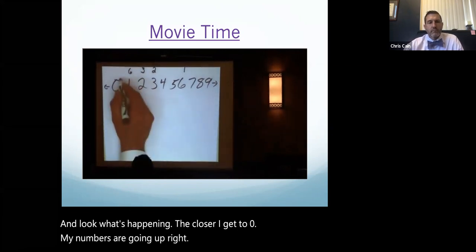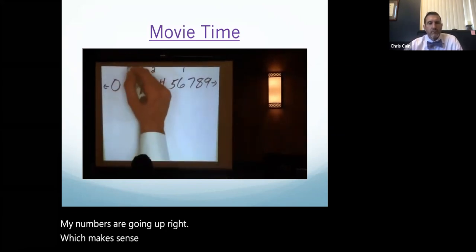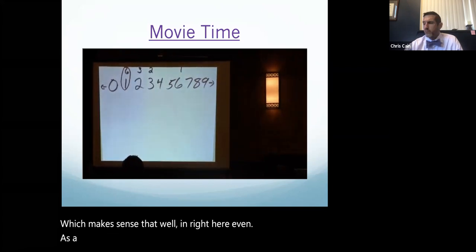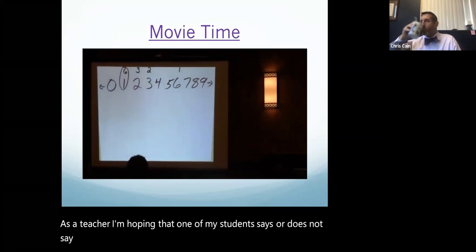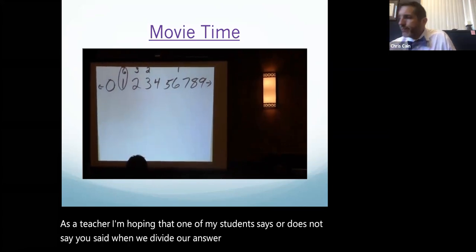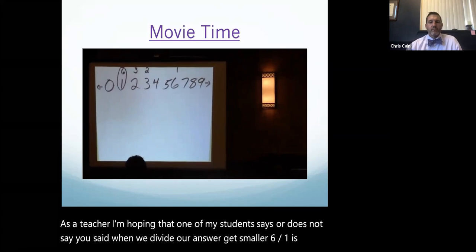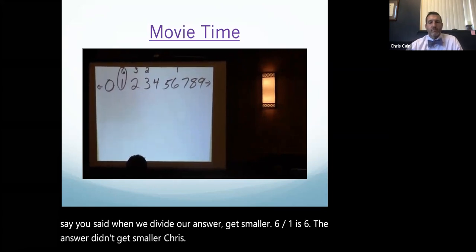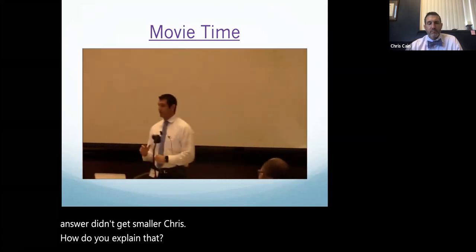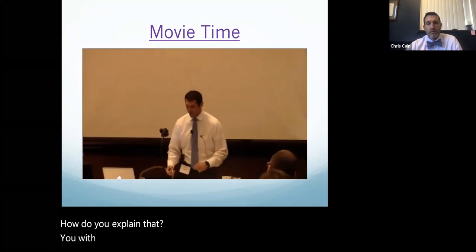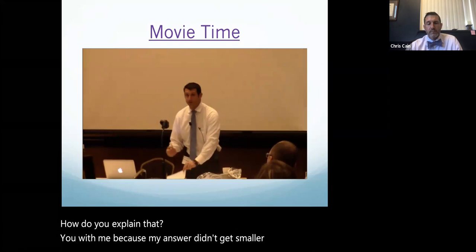Which makes sense. And right here even, as a teacher, I'm hoping that one of my students says, or does not say, You said when we divide, our answer gets smaller. 6 divided by 1 is 6. The answer didn't get smaller, Chris. How do you explain that? You with me? Because my answer didn't get smaller here. And between 1 and 0, it's going to continue to go up.